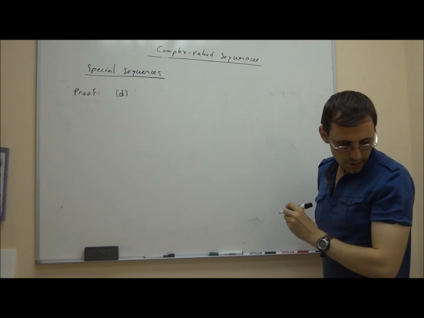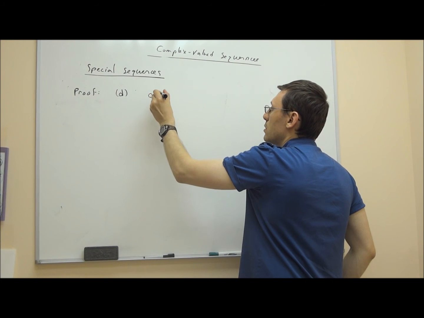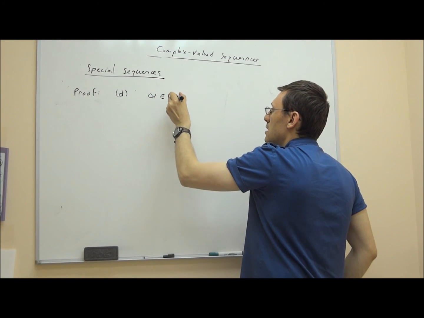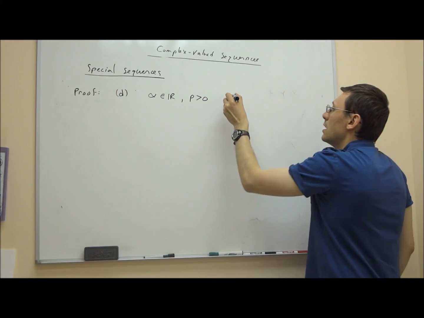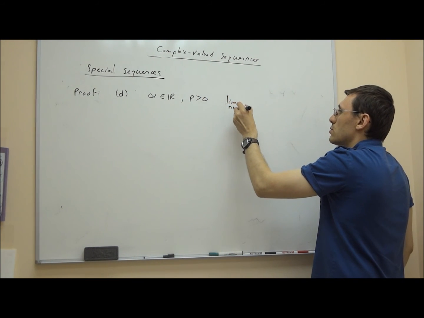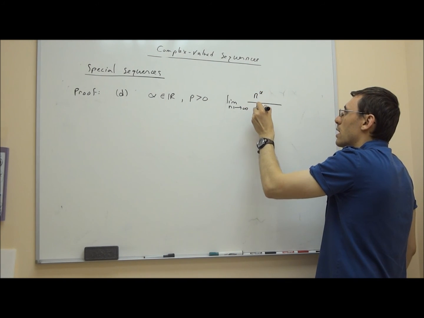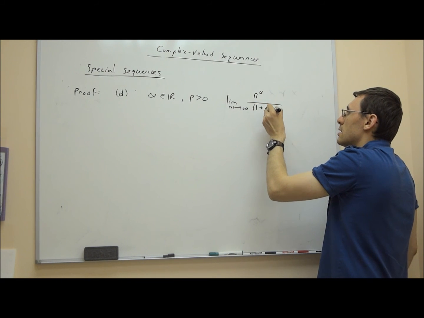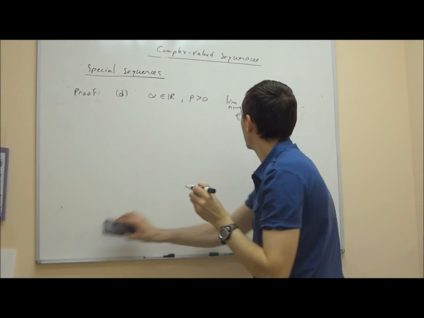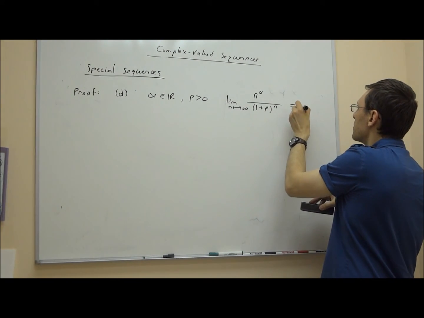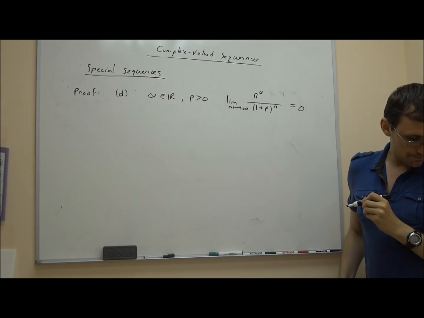D. So in D, we need to show that we have, first of all, alpha is a real number, and p is bigger than 0, and we want to show that the limit as n goes to infinity of n to the power of alpha divided by 1 plus p to the n will approach 0. So it will be equal to 0, this limit. So here's how we do that.